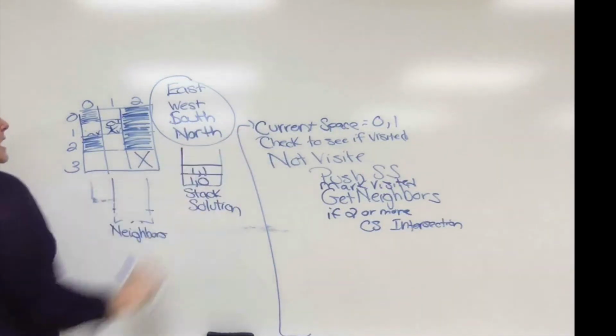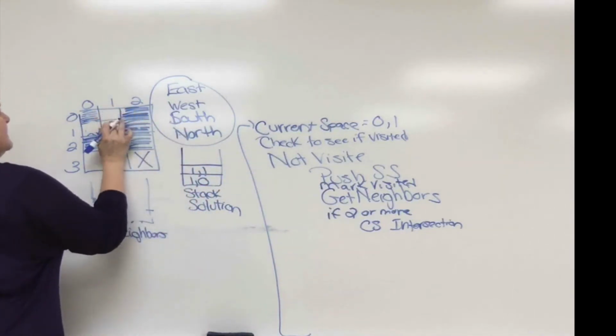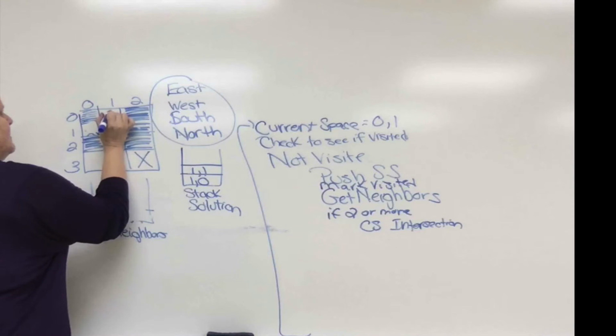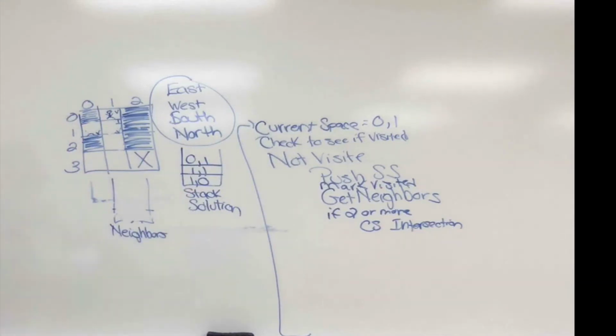So 0, 1 is my current space. So that means that I check to see if it's visited. It hasn't been visited. So I move my guy up here. I mark it visited and I put it on my solution stack.